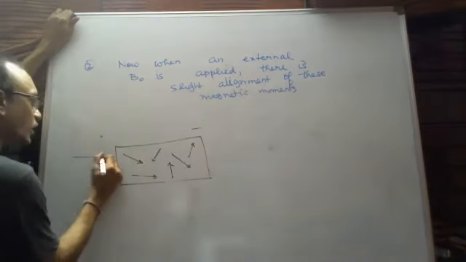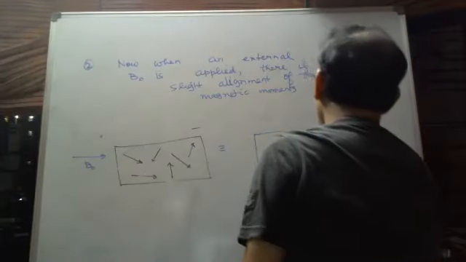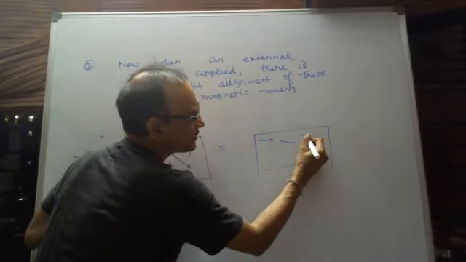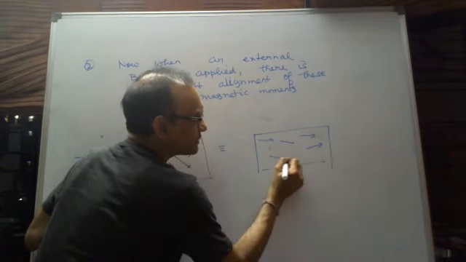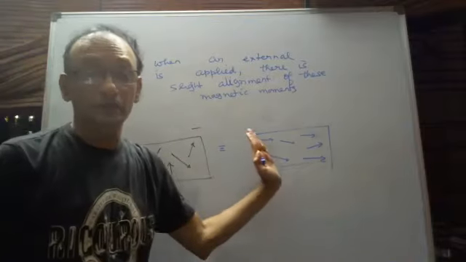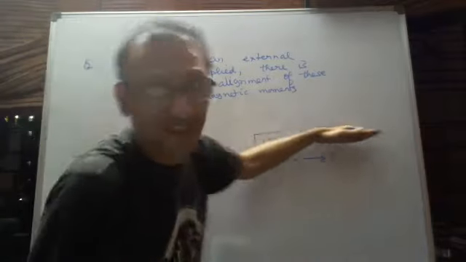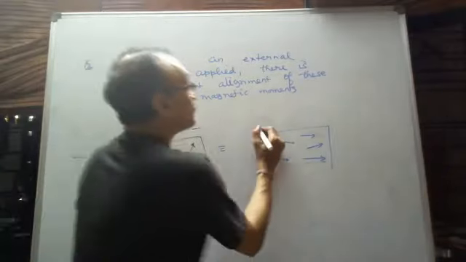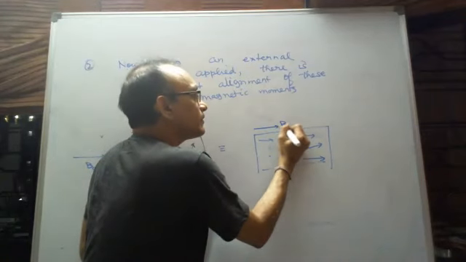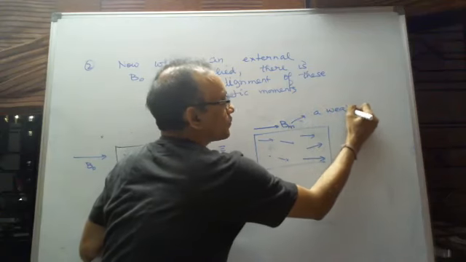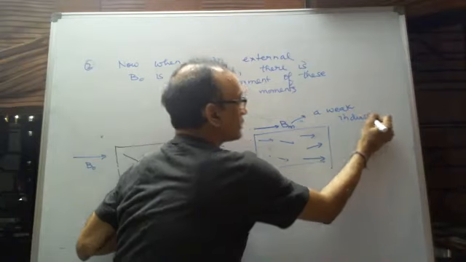मतलब क्या होगा? Then a B0 I apply like this. Then there will be a weak alignment in the direction of B0. Some of them will kind of get aligned. Nevertheless, there is still some alignment. So there is a net magnetic field induced inside the material, which is like a weak induced magnetic field in the direction of B0.